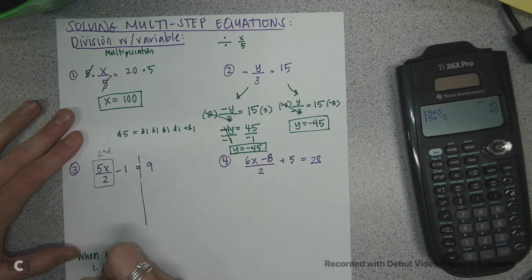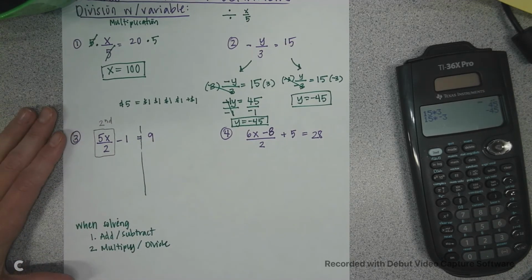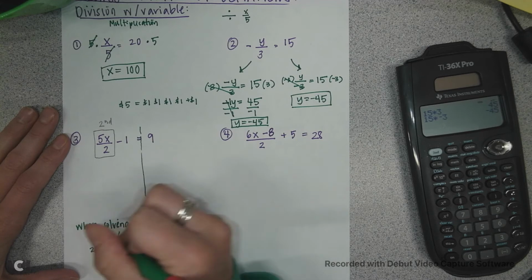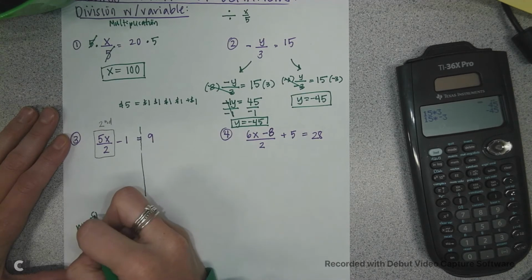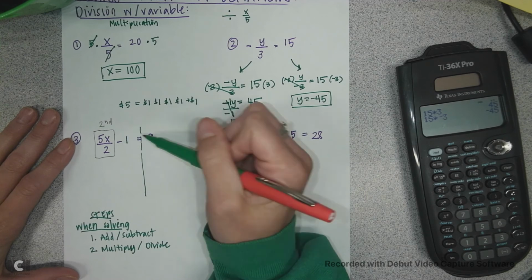Step 1: add, subtract. Step 2: multiply, divide. Oops, sorry, let's scoot that up. Okay, so we are going to add and subtract first. Steps. Okay, so we're going to move this 1 onto the other side.